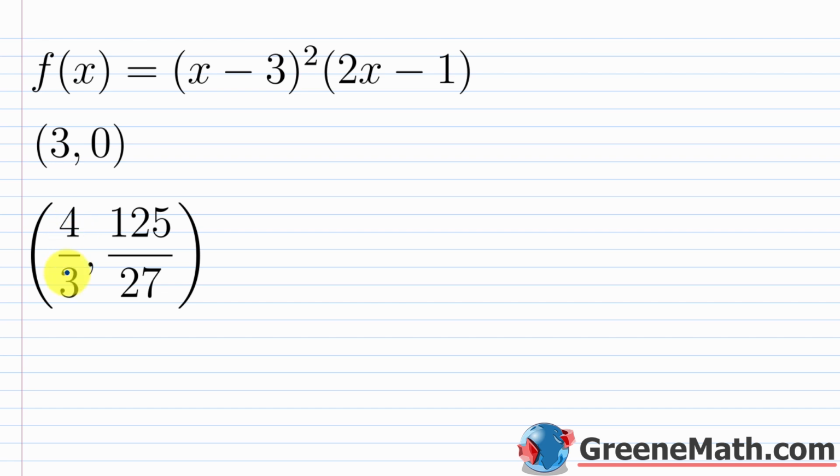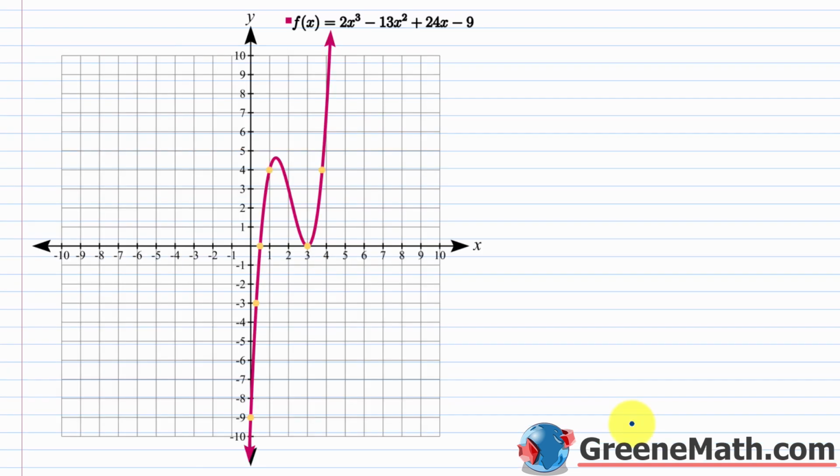The other one, this would be 4/3, 125 over 27. So even without calculus, we were able to get pretty close. And at this point, all we have left to do is just to sketch our graph.